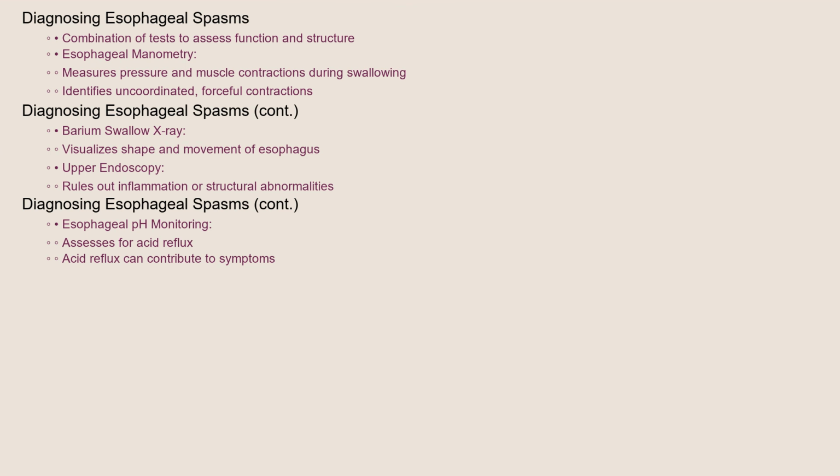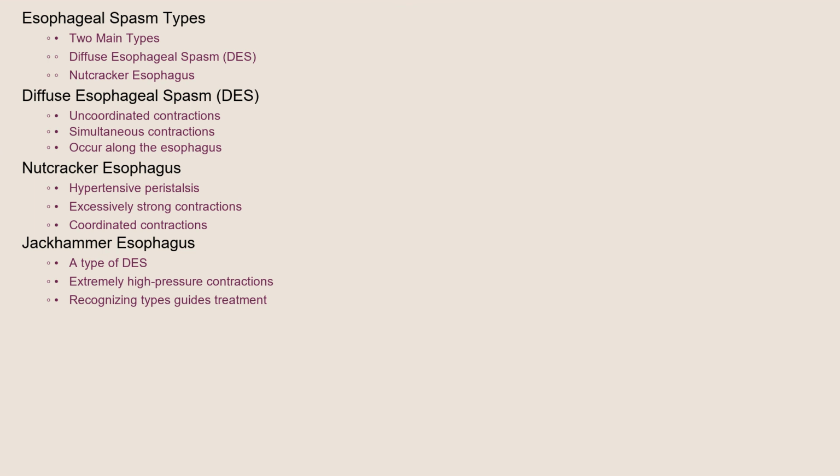In some cases, an esophageal pH monitoring test may be performed to assess for acid reflux, which can contribute to esophageal symptoms. Esophageal spasms can be broadly classified into two main types: diffuse esophageal spasm, or DES, and nutcracker esophagus, also known as hypertensive peristalsis. In diffuse esophageal spasm, the contractions are uncoordinated and often occur simultaneously along the esophagus. Nutcracker esophagus, on the other hand, is characterized by excessively strong contractions during swallowing, even though the contractions themselves are coordinated. Some doctors also use the term jackhammer esophagus for a type of DES where extremely high pressure contractions are present. Recognizing these different types can help guide treatment strategies.